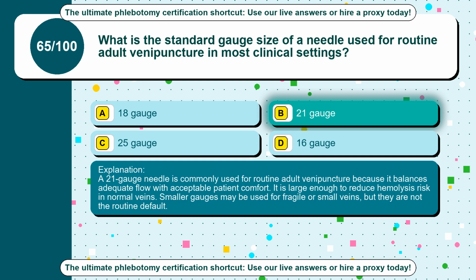A 21 gauge needle is commonly used for routine adult venipuncture because it balances adequate flow with acceptable patient comfort. It is large enough to reduce hemolysis risk in normal veins. Smaller gauges may be used for fragile or small veins, but they are not the routine default.